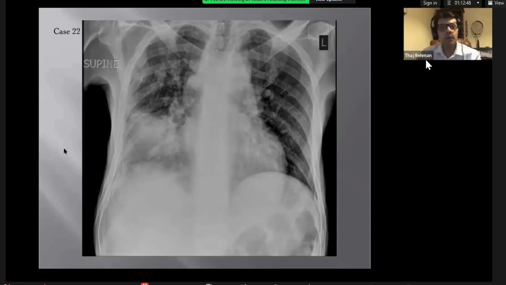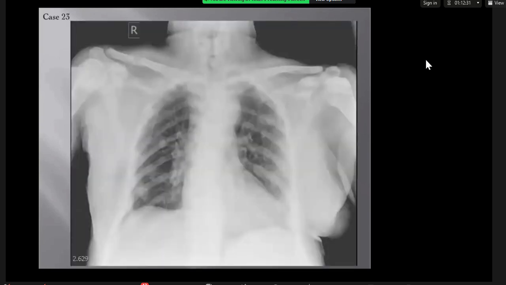So the learning point is to look at the periphery of the radiograph, look at other abnormalities, and then put things together. That's how it works. It's never one single finding and diagnosis. Are you with me? Good.